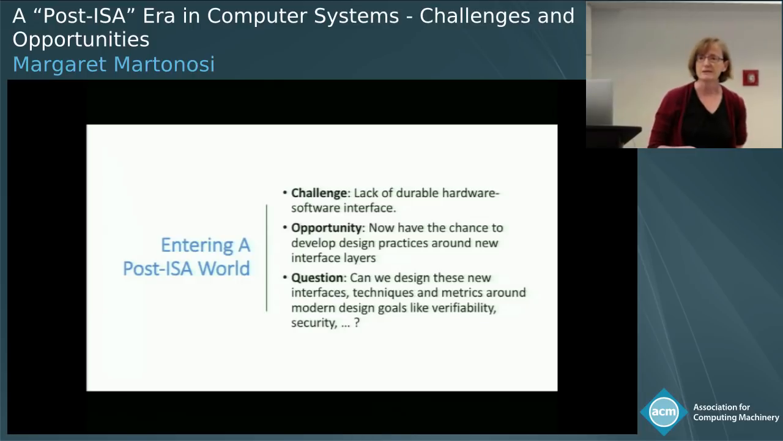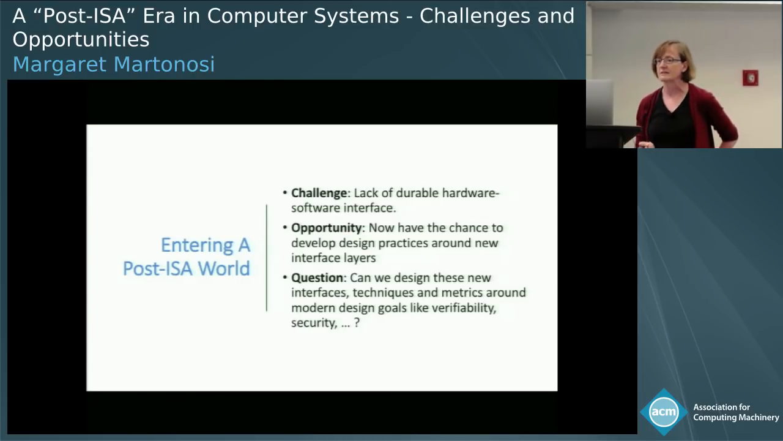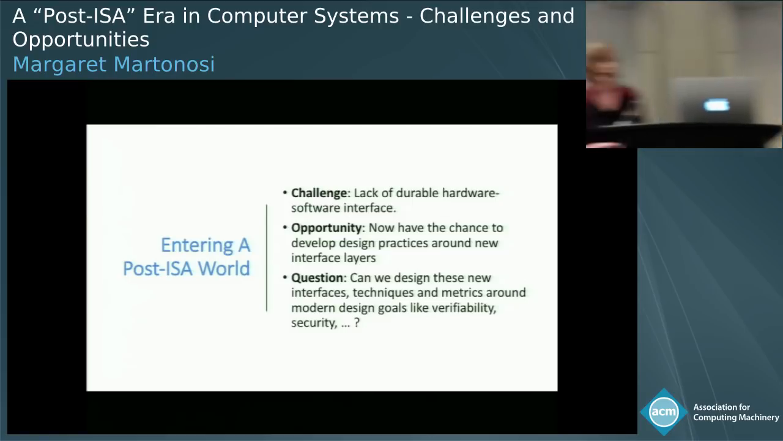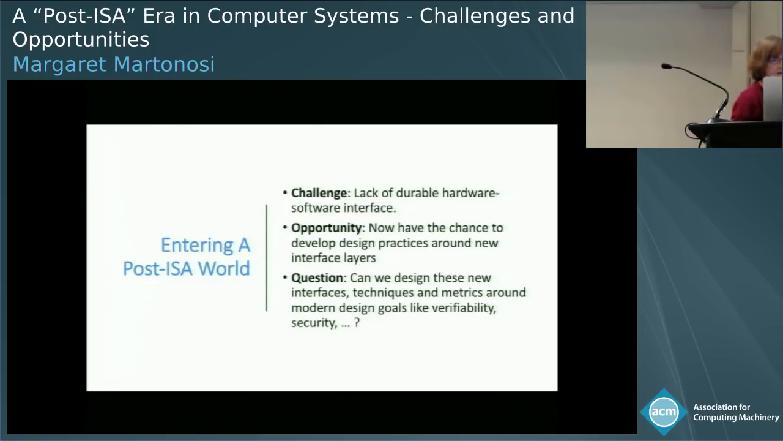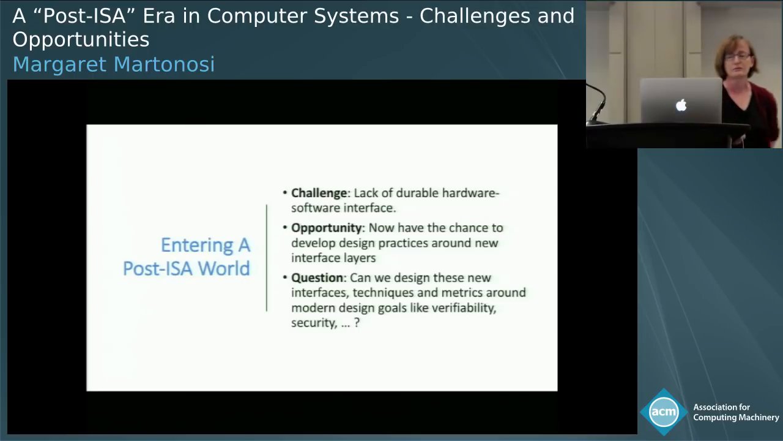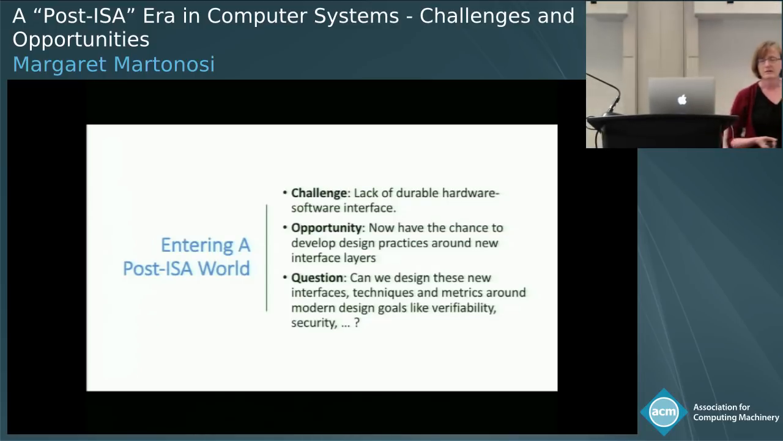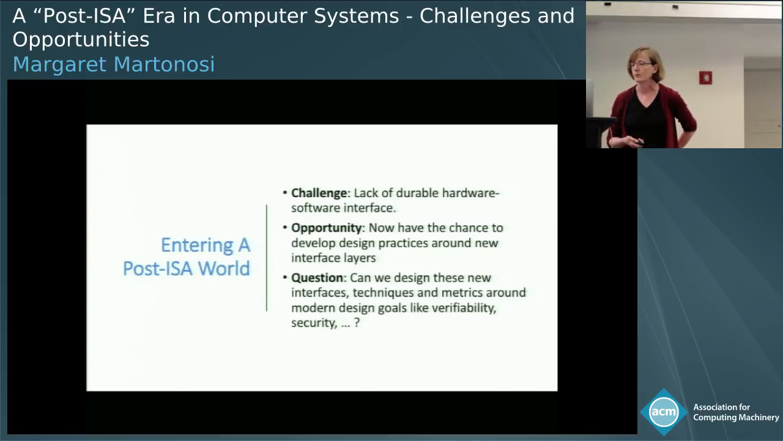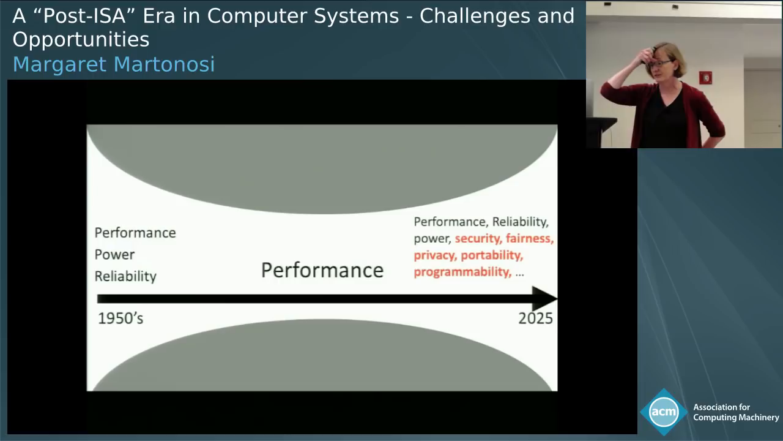If you are an optimist and you want to see an opportunity in this, then I would say that the opportunity is that we have a good moment now to think about and design new practices for our field around new interface layers. And so the question is, can we define and design these new interfaces and techniques and metrics and so forth around more modern design goals that go beyond performance and into the other things that we know are important, but we maybe haven't valued so much thus far. So in terms of metrics, I just wanted to pause here.